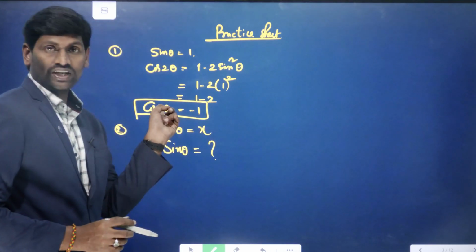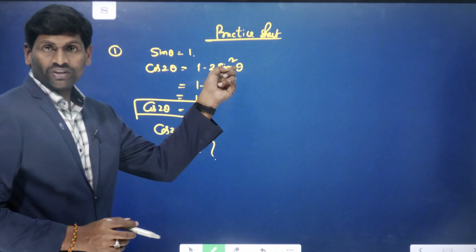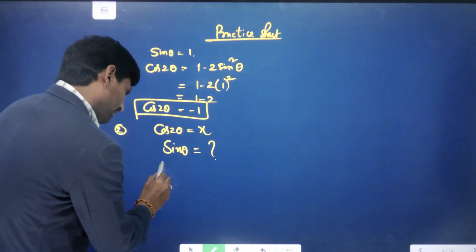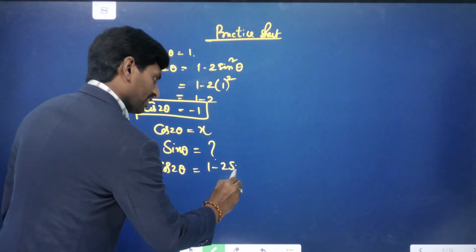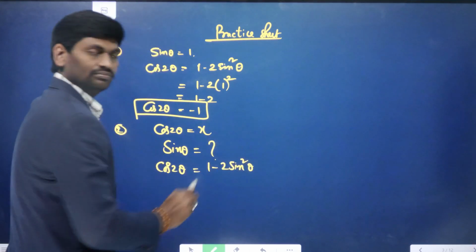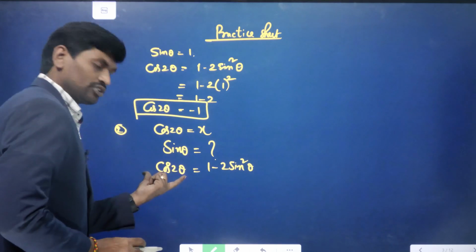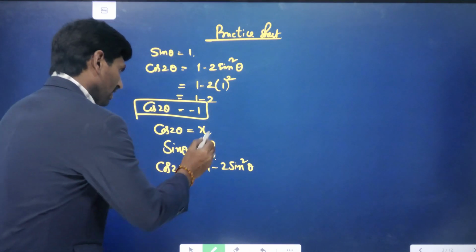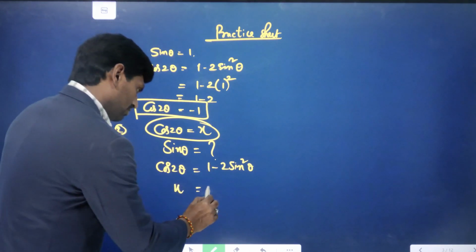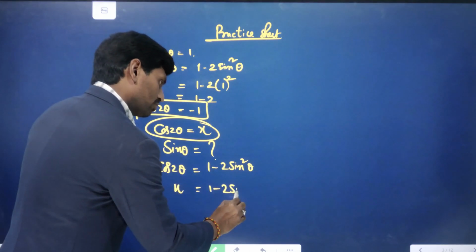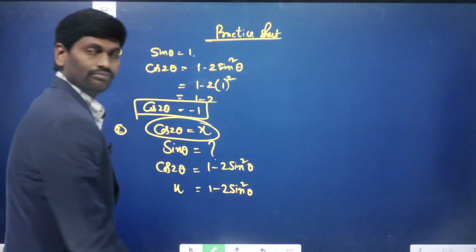Same formula I can use, right? Cos 2 theta is equal to 1 minus 2 sin square theta. We know that cos 2 theta equals 1 minus 2 sin square theta. In the place of cos 2 theta, we can write x. So x equals 1 minus 2 sin square theta.